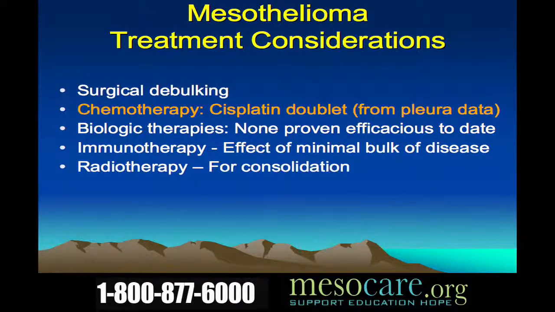Now I'm going to switch to chemotherapy, and the current standard of care for mesothelioma as a whole is a cisplatin doublet, and that's really derived from the data of pleural mesothelioma. Okay? I'm going to show you the data with pleural mesothelioma in the beginning, and then I'll show you what we have done with peritoneal mesothelioma.